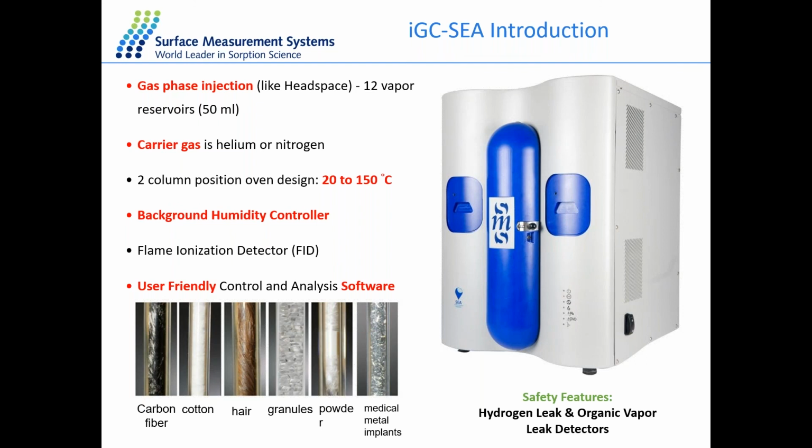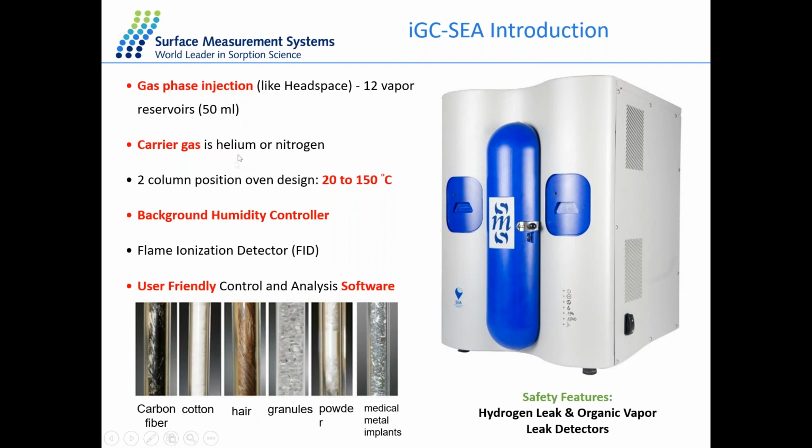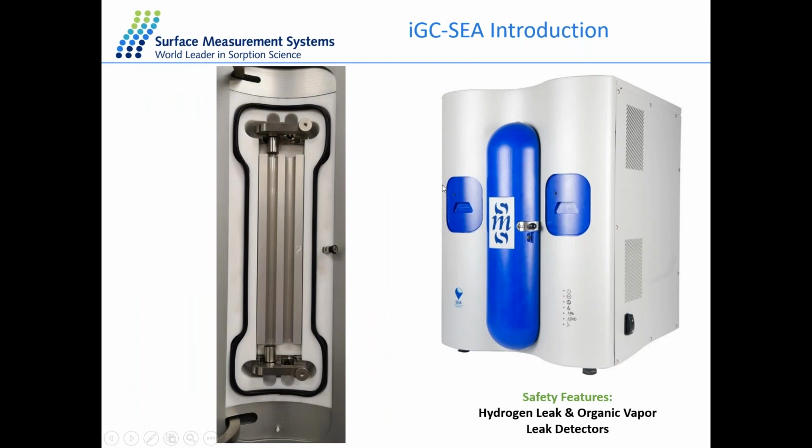And here's the example with our instrument. We have a total of 12 solvents inside the reservoir here, which are injected directly from the gas phase, so it's more accurate to control the very small concentration of the vapor inside the injection. The carrier gas for the system could be helium or nitrogen. And the blue door in the front is our column oven with a temperature range from 20 to 150. We have 2 positions that allow you to put 2 samples at the same time, and you can run the method in sequence.